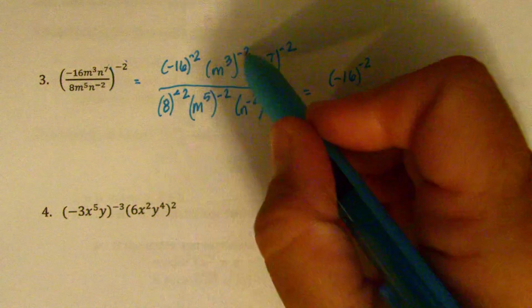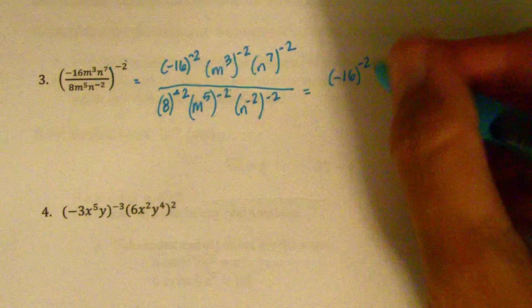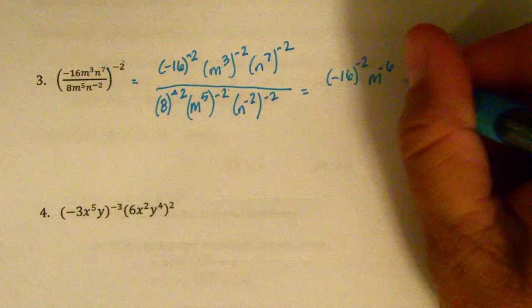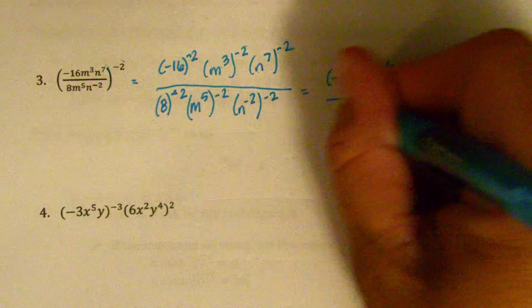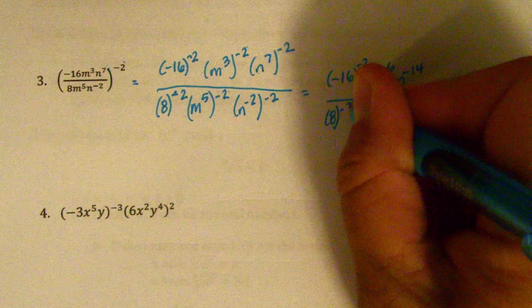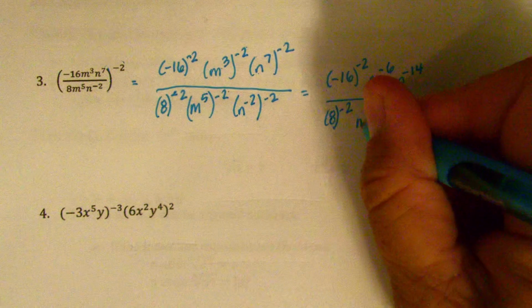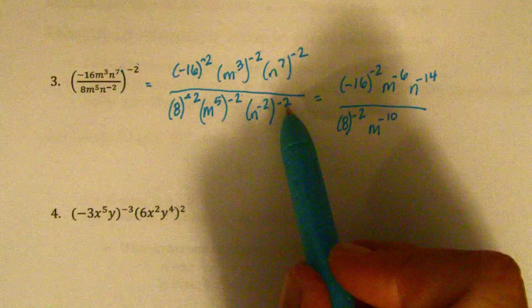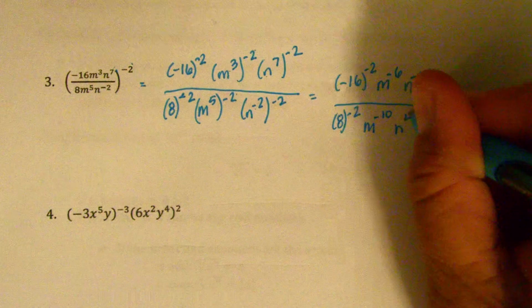M to the third to the negative 2, we multiply these, so that becomes M to the negative 6, N to the negative 14, 8 to the negative 2, M to the negative 10, and N, and this is negative 2 times negative 2, and that becomes positive 4.